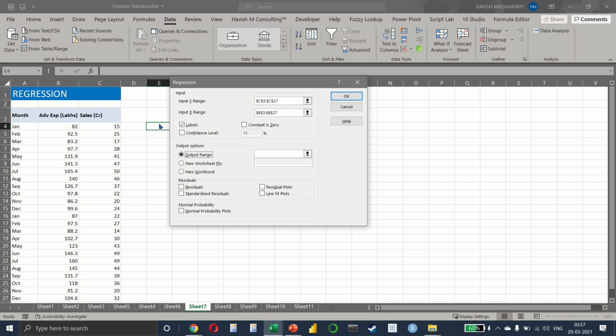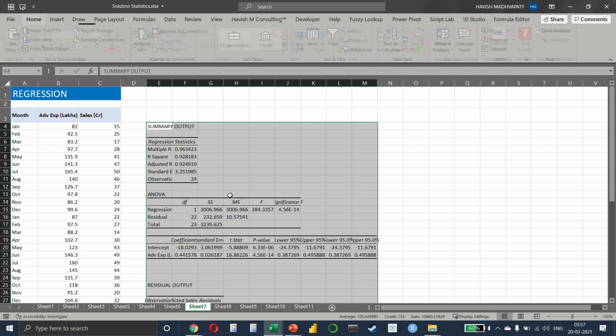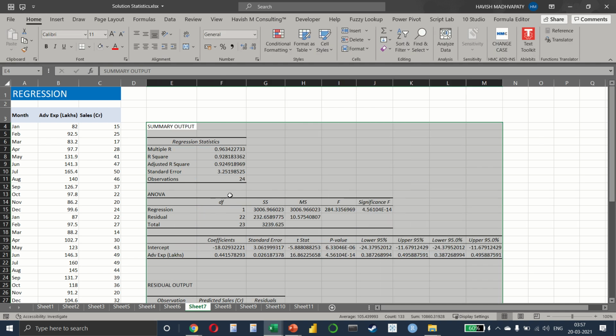Let's keep the output range next to this in E4, and we want to see the residuals, and I'm not selecting the others. These are certain plots. If you want to, you can make them later. And in one click, we get a lot of results. Let's go through them.